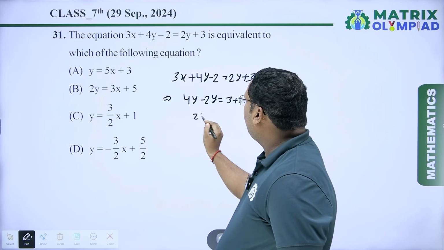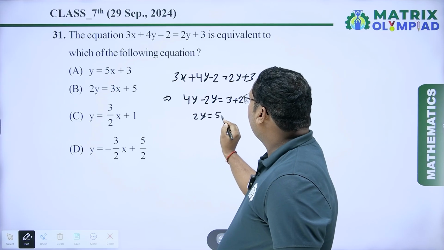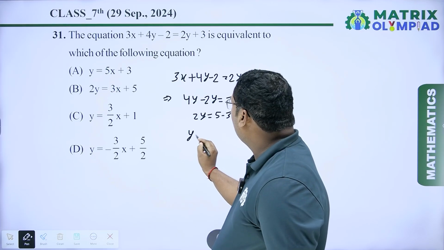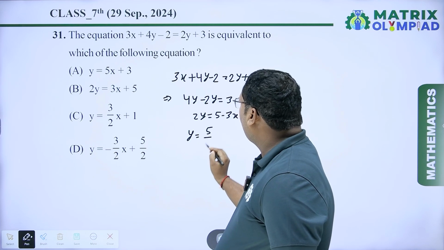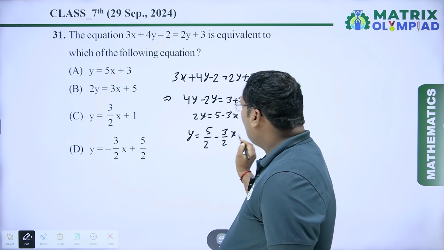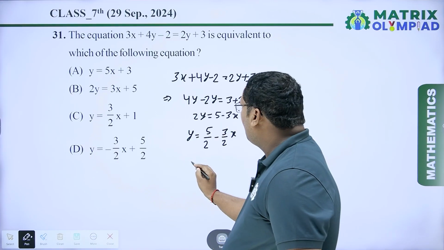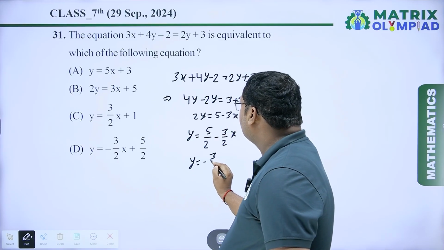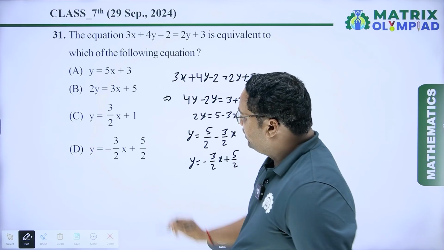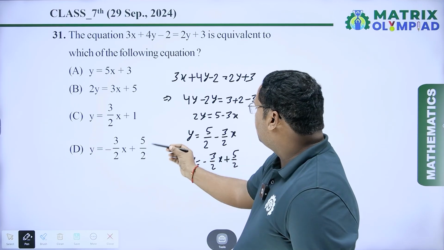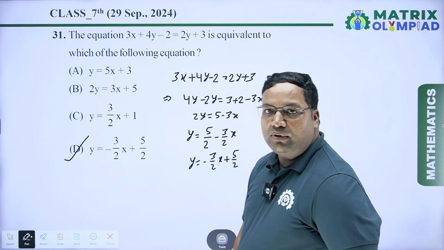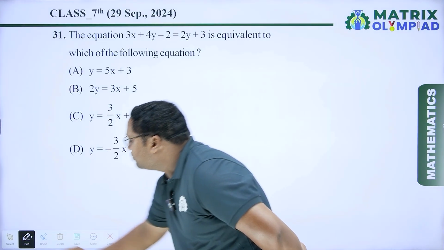So 2y is equal to 5 minus 3x, or y equals 5 upon 2 minus 3 by 2 into x. So let's check. y equals minus 3 by 2x plus 5 by 2. Here option D is minus 3 by 2x plus 5 by 2, so the right option is option D. Now coming to the next question.